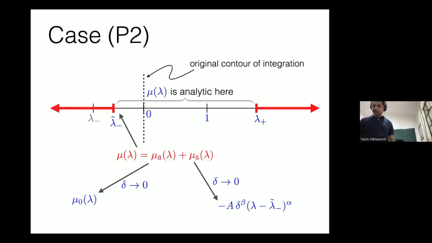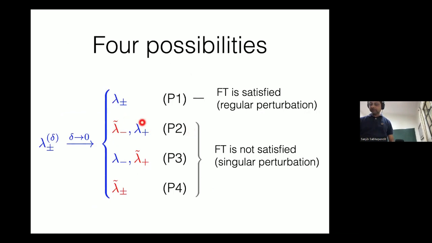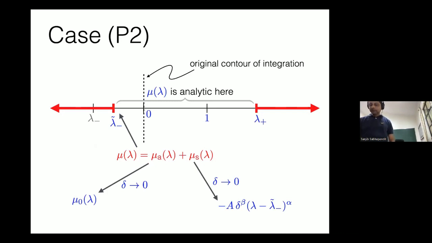So let's see how it can happen. Let's look at this second case. In this case you have just one different branch point, and the other branch point is the same. So this goes back to the same branch point, which corresponds to delta equal to 0, and this is your new branch point. How can it happen? What must happen is that your mu of lambda must have an analytical part at this point, and a singular part. And this analytical part must go to mu 0 of lambda when you take the limit delta going to 0, because you know that mu 0 of lambda is analytic here. The only branch point is here for mu 0 of lambda. So this analytic part is just mu 0 of lambda in this case.